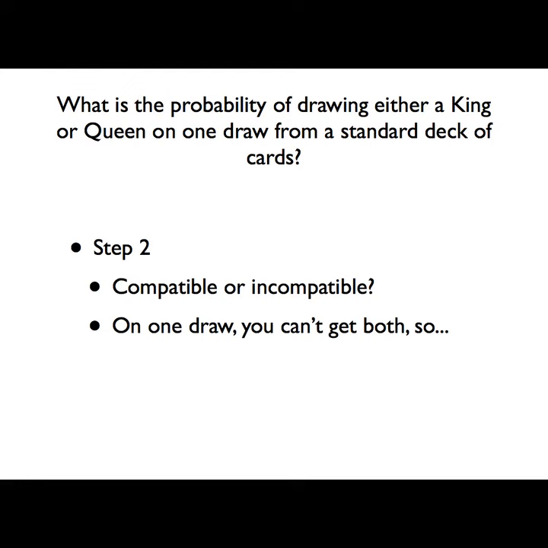Well, since we're only going to draw one card, we can't get both. We may get a king, we may get a queen, we may get something else, but we can't get both a king and a queen. So this disjunction is incompatible.